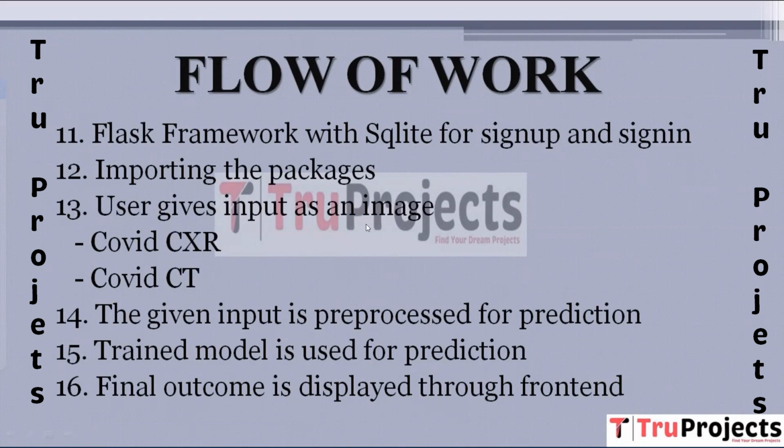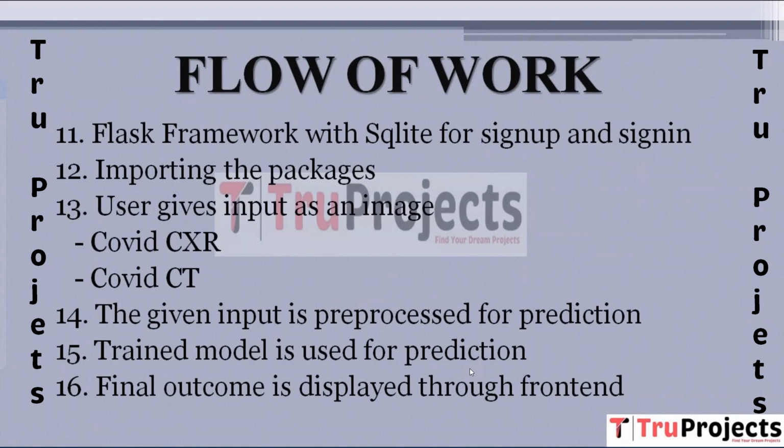Next, here the user gives input as an image. Detailing the user interaction step, the user provides an input image, specifying whether it's a COVID CXR or CT image. The given input is pre-processed for prediction. This stage involves preparing the user input image for prediction by applying the necessary pre-processing steps. Then the trained models are used for prediction. The pre-processed image is fed into the trained machine learning model to make a prediction regarding COVID-19 risk.